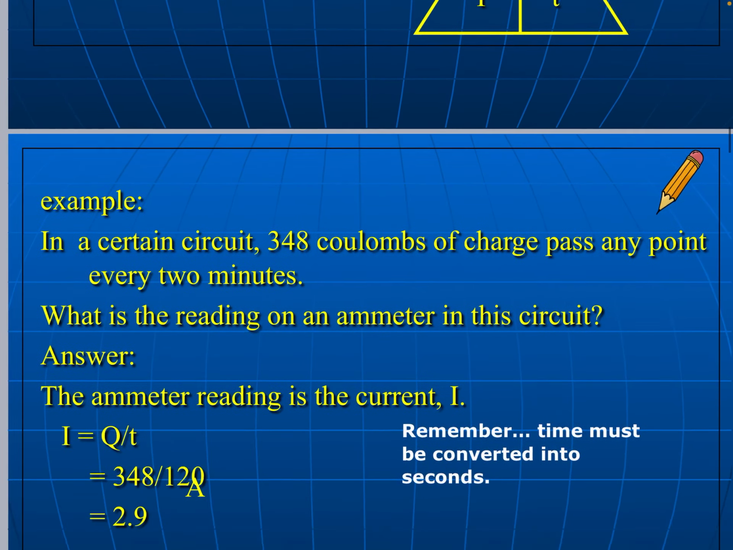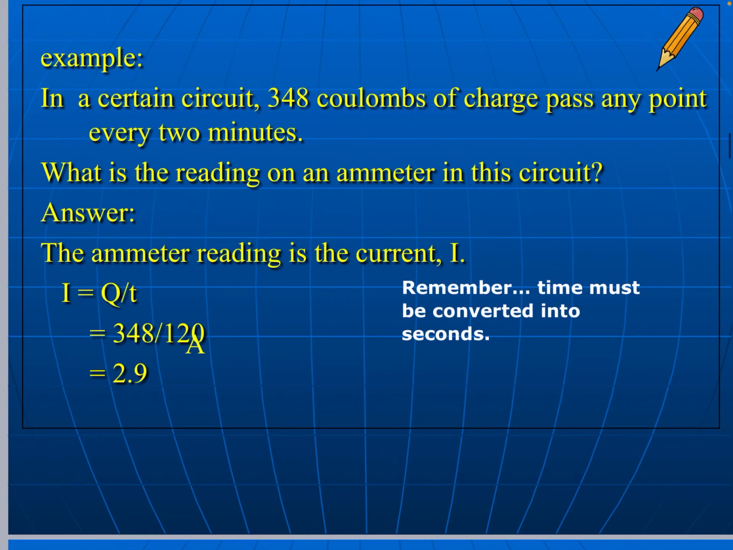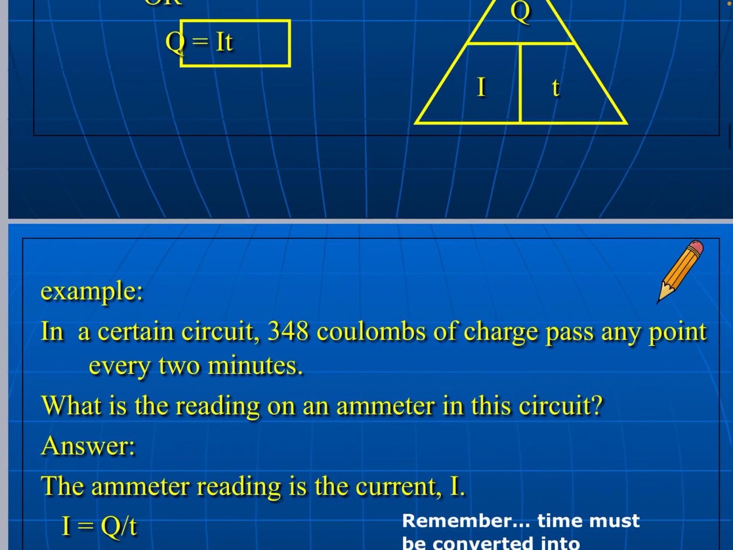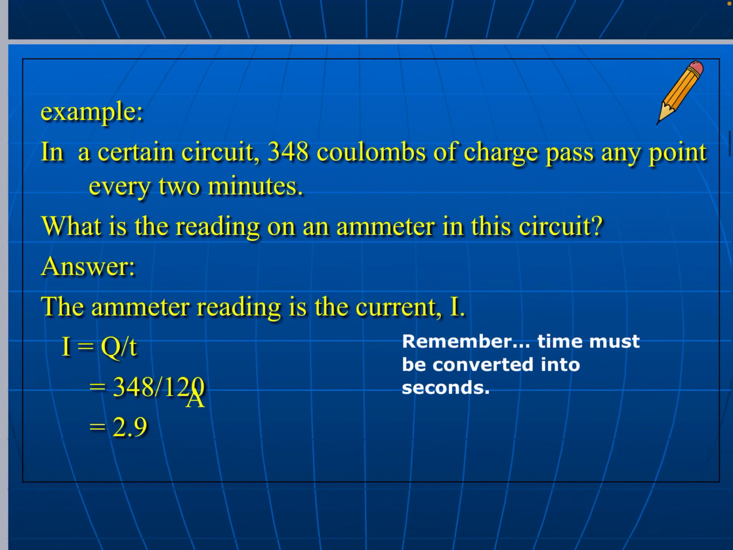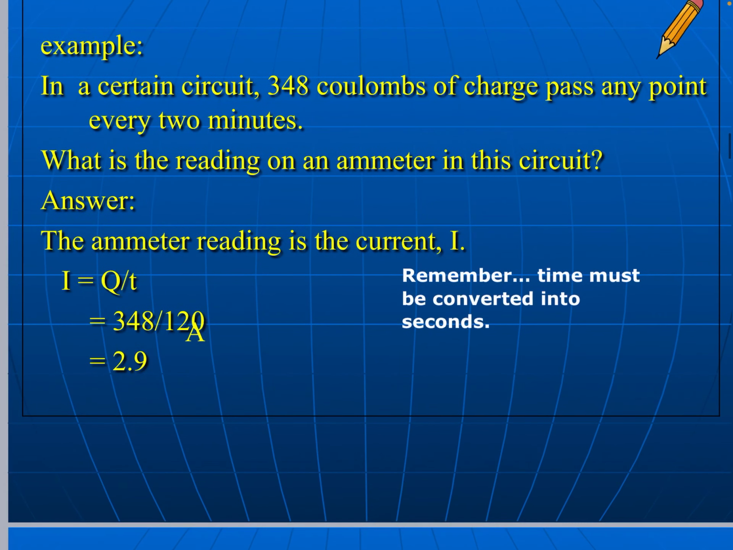So there's one example given, and then there's some more for you to do. If you've got 348 coulombs passing the point every 2 minutes, it's asking what the current is. So current is going to be charge divided by time. 348 divided by 120 gives you 2.9 amps. The A's jumped a wee bit, it's not lined up properly on this one. What you've just got to watch is that the time needs to be put into seconds. It said every 2 minutes, so you need to make it 120 seconds.